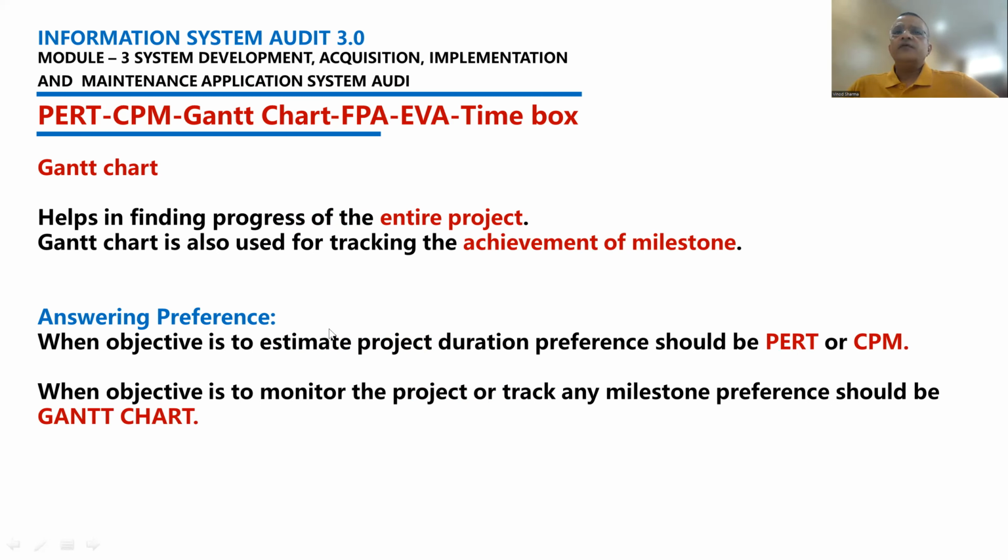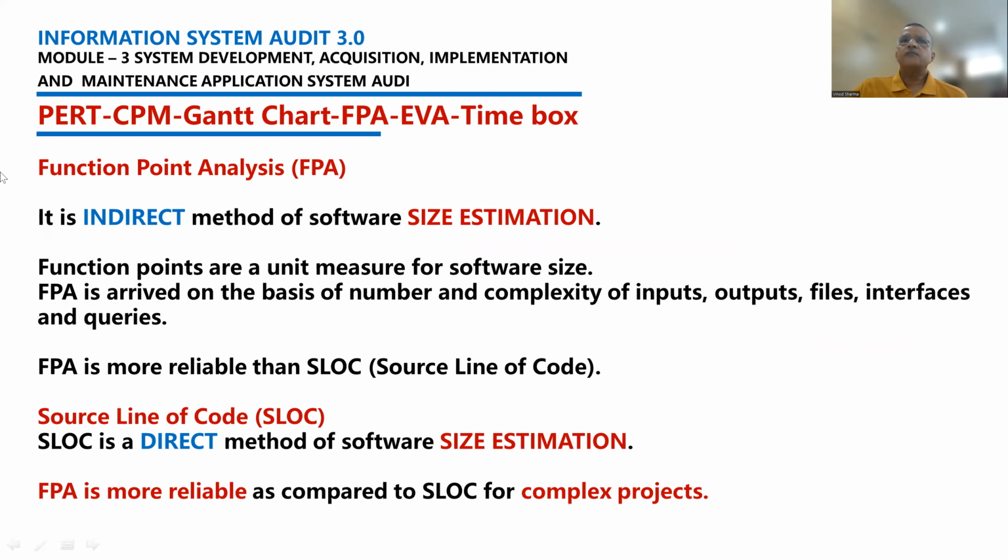Then I have given you the answering preferences over here. When the objective is to estimate project duration, give preference first to PERT and then to CPM. When the objective is to monitor the project or track any milestone, preference should be given to the Gantt chart. So that's the only thing you should remember about project estimation techniques.